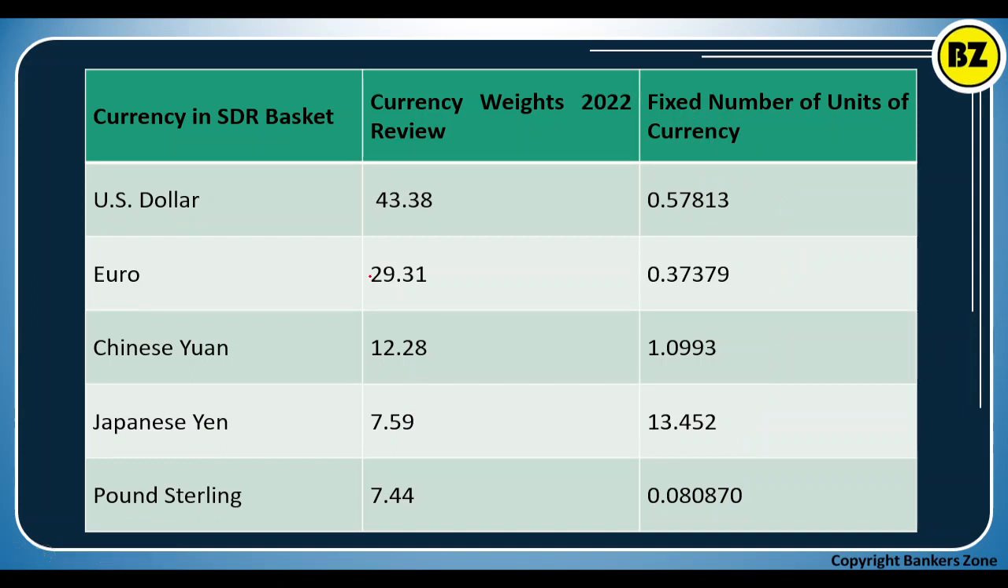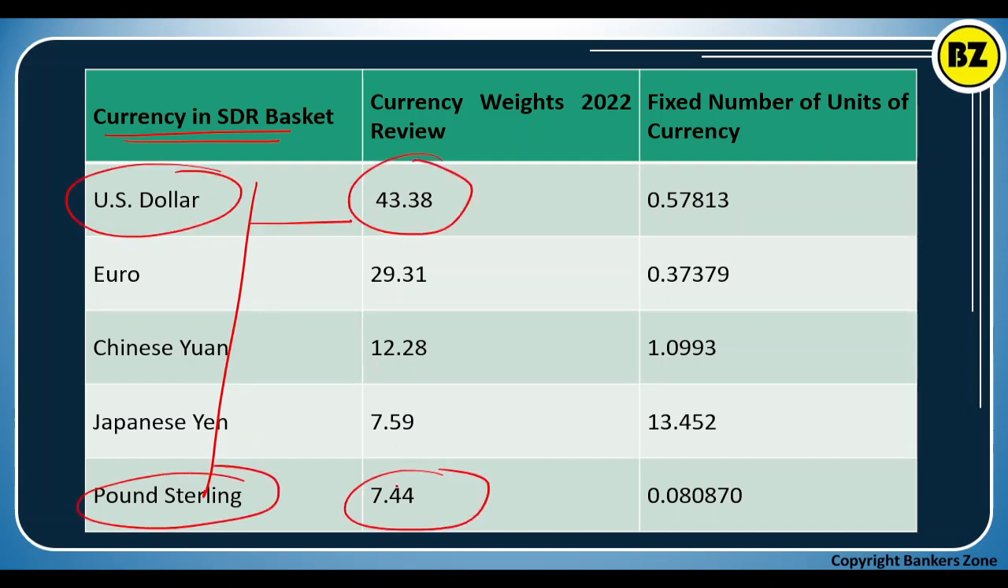From your exam point of view, you remember only the currencies in the SDR basket. These are the currency names you have to remember, with the highest weight to the US dollar and the lowest weight to the pound sterling.